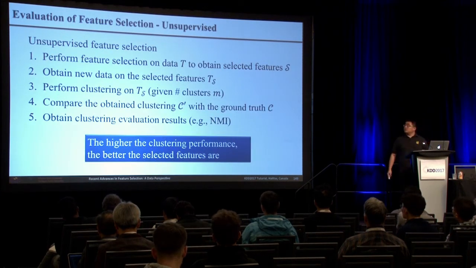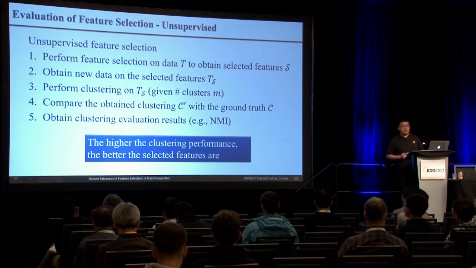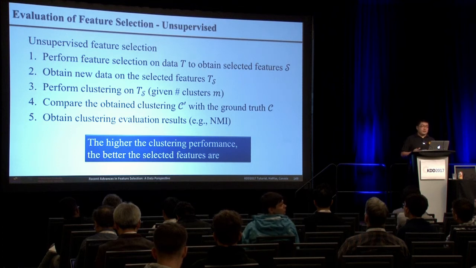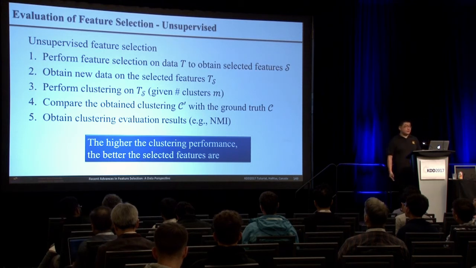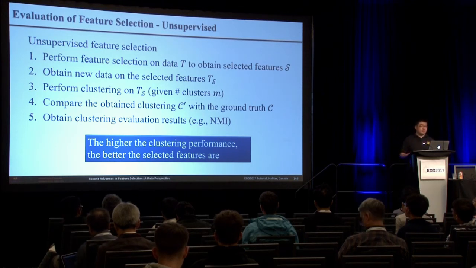The evaluation of the unsupervised method is a little bit different from the supervised method because we do not have the label information to guide the selection phase. So basically, we can make use of the whole data set to obtain the selected feature set. Based on the selected features, in the second step we obtain the new data. Then we can perform clustering on it, given a number of clusters M.